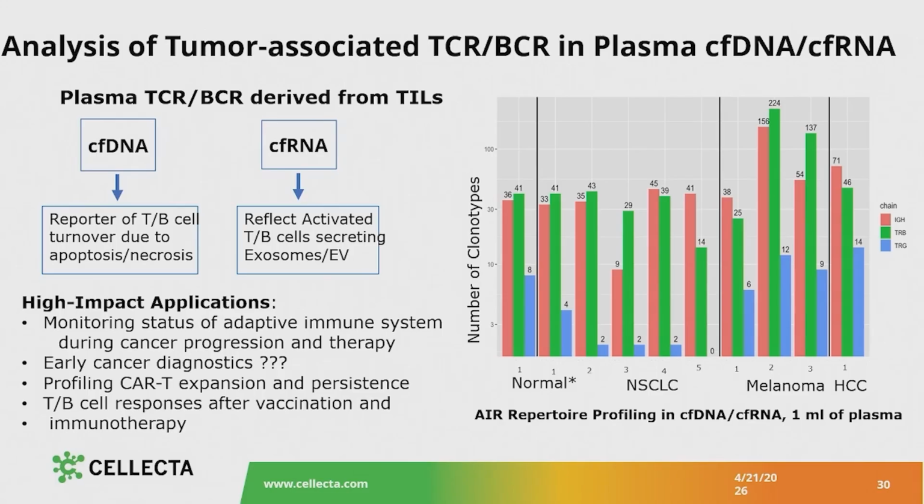And definitely it's important to apply these studies in longitudinal studies. In this case, you can really see the progression of how different T cells and B cells are proliferating or dying in the course of, for example, surgery or immunotherapeutic treatment.